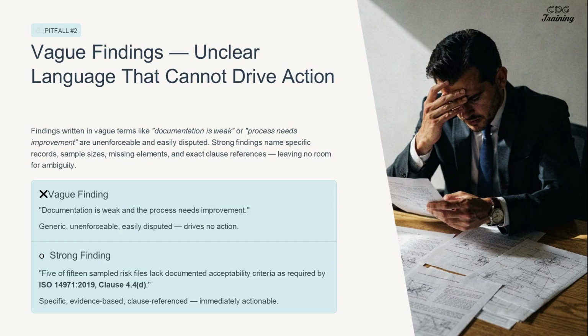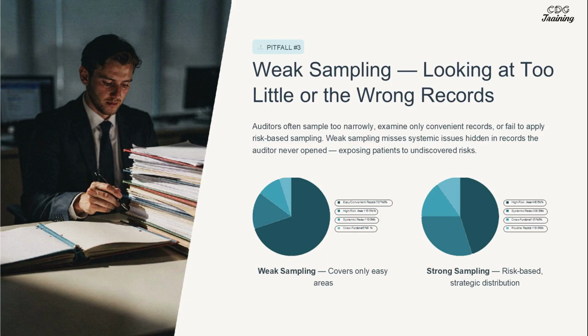Avoid vague findings that lack actionability. Use specific, evidence-based language to drive meaningful change. Auditors often sample too narrowly. Strong sampling involves strategic distribution and risk-based focus to uncover hidden risks.